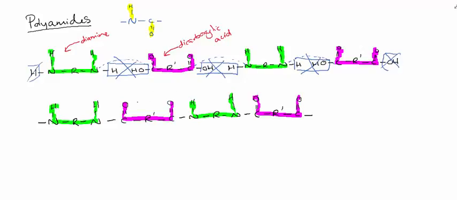Now within the chain you need to be able to identify your amide group. So keep in mind that your amide group is where you've got a nitrogen bonded to a hydrogen, which is then bonded to your carbon double bonded to the oxygen. So we've got an amide group here, here, and here.